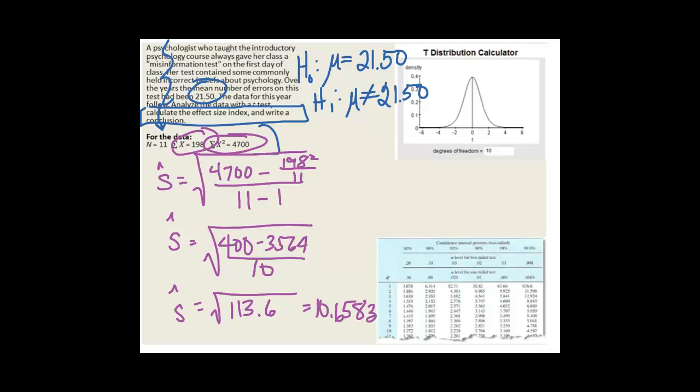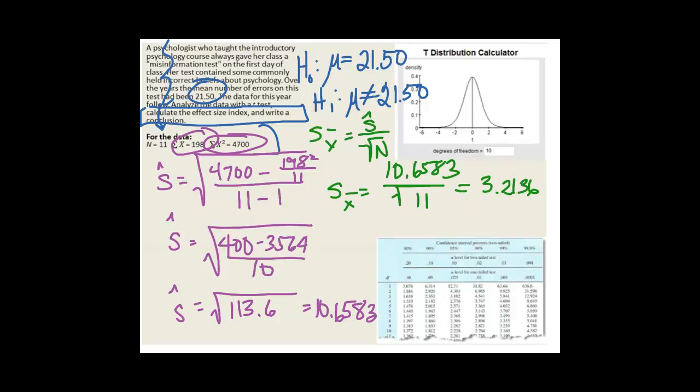Now, S sub hat isn't what I actually need, though. I need S sub x bar. And S sub x bar is the S sub hat divided by the square root of n. So I'm going to calculate it by taking 10.6583 divided by the square root of n, not n minus 1, that's a mistake people make sometimes. So divided by the square root of 11, and I get an S sub x bar of 3.2136, and that's the value I actually care about.